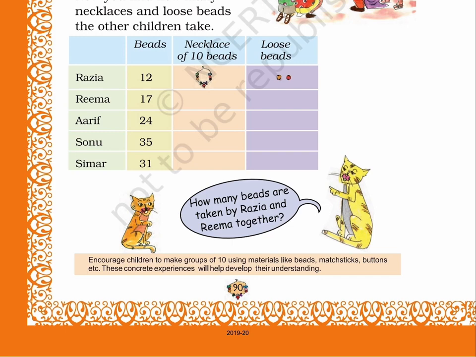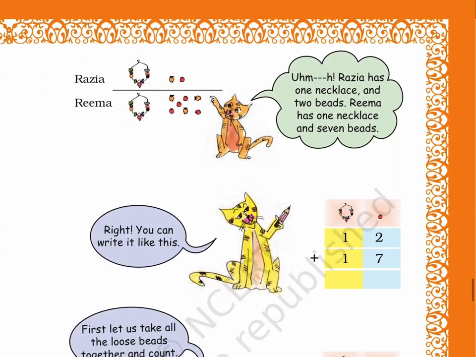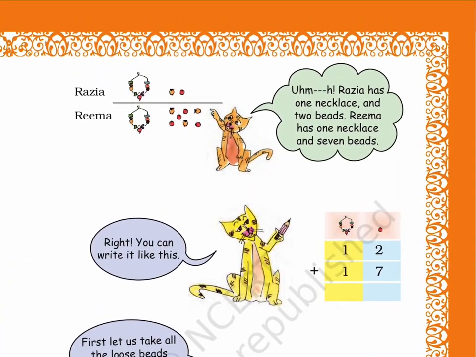Footnote. Encourage children to make groups of 10 using materials like beads, matchsticks, buttons, etc. These concrete experiences will help develop their understanding. Page 91. This page has 4 pictures and some questions. The pictures have dialogues by 2 cats. Let's start reading the pictures.